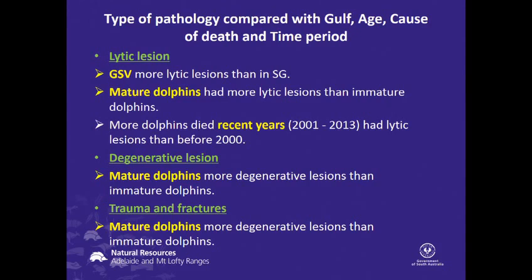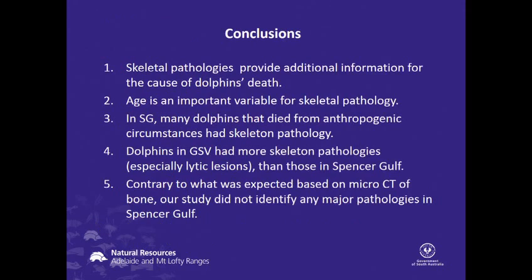Okay, thank you. So as a conclusion, skeletal pathology provides further information to reduce the unknown circumstance category of animals. And then age seems to be one of the important variables for skeletal pathologies. As they're getting older, they have more pathologies. And then in Spencer Gulf, many dolphins that died of anthropogenic circumstances had skeletal pathologies. I shouldn't say what, but Spencer Gulf has more fisheries in there.